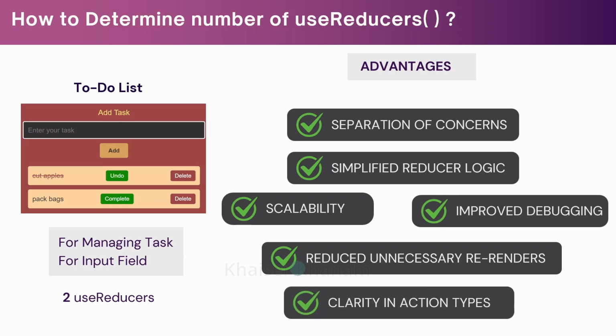Then finally, clarity in actions. So whenever we are separating reducers, each reducer will be having a clear set of action types specific to their domain. For managing the task, I will be having different actions. For managing the input field, I will be having different actions. So for each and everything, our reducer will be having a different set of actions for that specific domain.